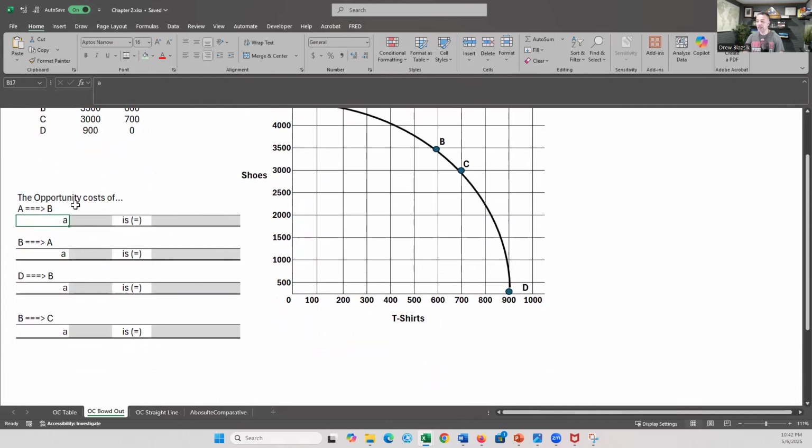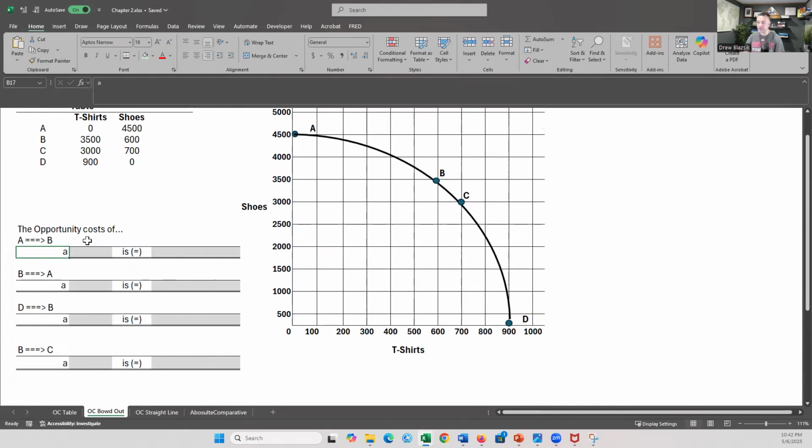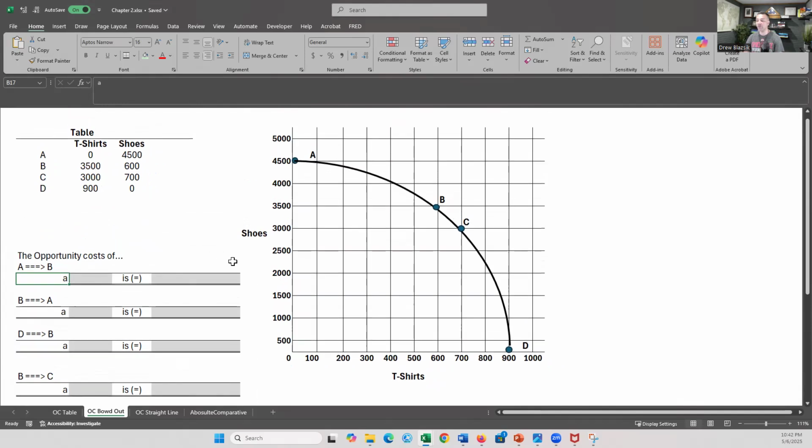So now let's look at it. What we were asking here is, what is the opportunity cost of, I got two cells. So I want you to think about what we're asking here. What is the opportunity cost? We're going from A to B. I'm going down that curve. Here's a little trick to answer these questions. If I'm going down this curve, what am I getting more of when I'm looking at this graph? I'm getting more t-shirts. From A to B, I'm getting more t-shirts.